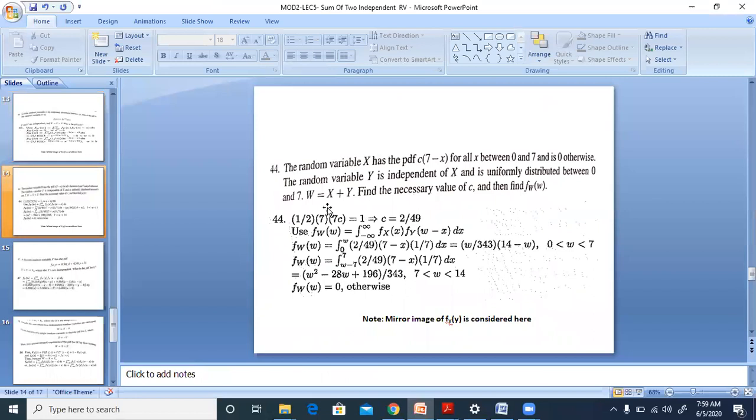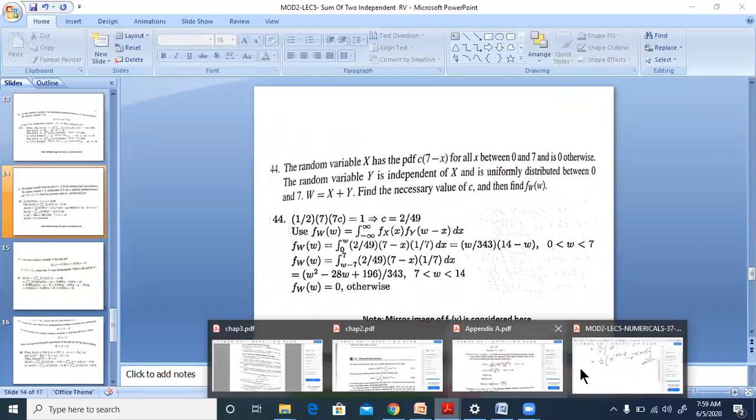Now let us go for the next problem, which is: the random variable x has a PDF of c into 7 minus x for all values of x between 0 to 7 and 0 otherwise, and y is independent of x and is uniformly distributed between 0 to 7. So y is uniformly distributed between 0 to 7, whereas x is c into 7 minus x. If you plot this, when x is equal to 0, this will be 7c, and when x is equal to 7, this will be 0. This is like the equation of a straight line.